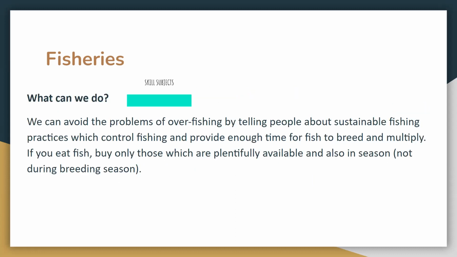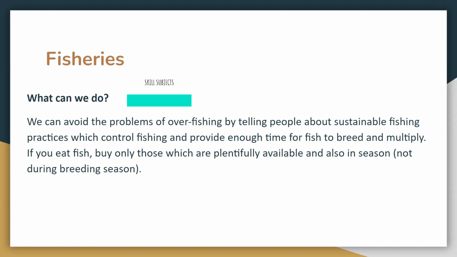So what exactly can we do in this particular sector? We can avoid the problems of overfishing by telling people about sustainable fishing practices, which control fishing and also provide enough food for fish to breed and multiply. You have to give them time to multiply. If they are not multiplying and you're killing them at large, it is going to lead to a lot of problems. It is going to affect the ecological balance.